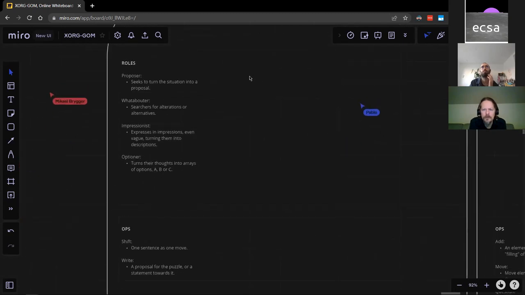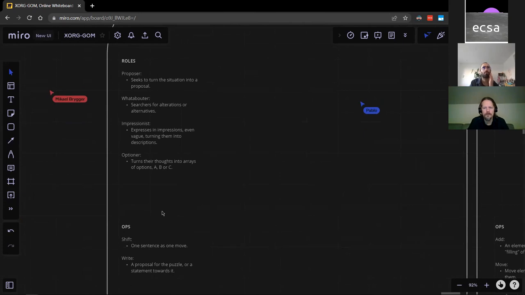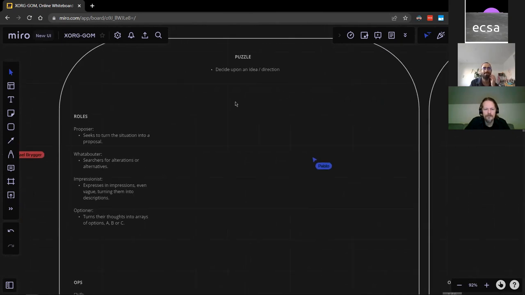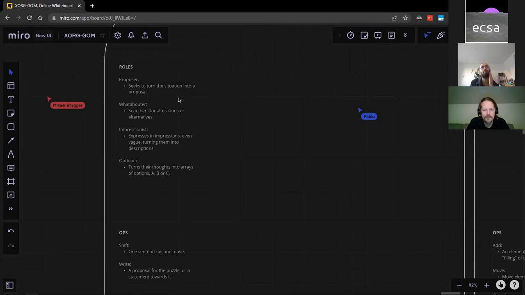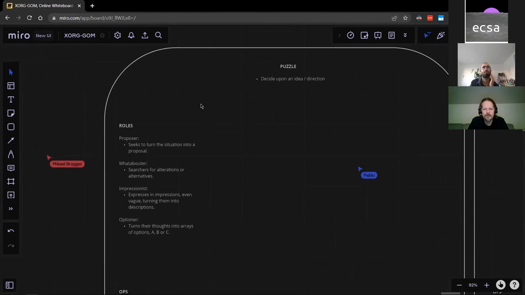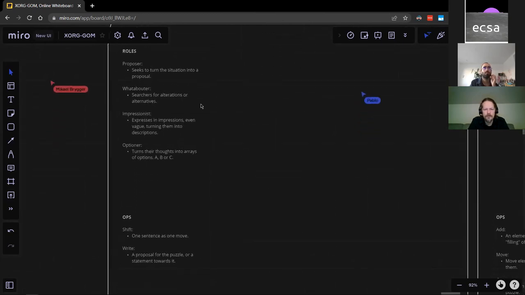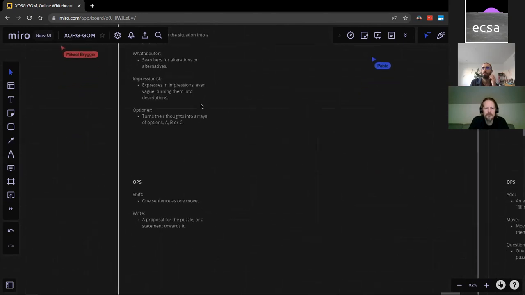And then towards this puzzle, there are some roles, some operations. I put somewhat wacky roles to counteract my super normal puzzle content. So there is a role of a proposer who seeks to turn the situation, whatever has been conversed about, into a proposal, which is feeding towards the idea direction. But then there is somebody who breaks it. There's a whatabouter who searches for alterations or alternatives. There's an impressionist who expresses impressions, even vague ones, turning them into descriptions, like: this brings to my mind this kind of image, this kind of thing. And an optioner.